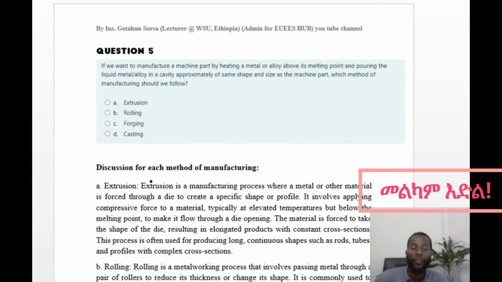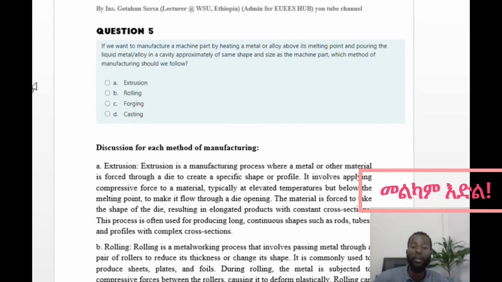ኦኬ ሌላ ጥያቄ ይሄን በቀላሉ የምንመልሰው ጥያቄ ነው። If we want to manufacture a machine part by heating a metal or alloy above its melting point and pouring the liquid or metal or the alloy in a cavity approximately of some shape and size as the machine part, which method of this manufacturing should be followed? A. Extrusion, B. Rolling, C. Forging, D. Casting.